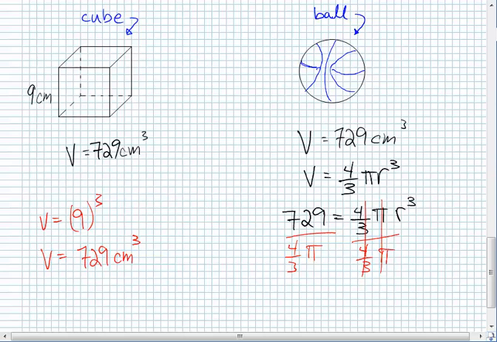Well, you could divide by pi first, take that answer, and then divide it by 4/3 as a fraction. Or you could multiply by the reciprocal, so you go 729 times 3/4, and then divide that answer by pi. The multiplication and division can happen in any order, so long as you're dividing by 4/3 or multiplying by 3/4, it's the same thing, as well as dividing by pi.